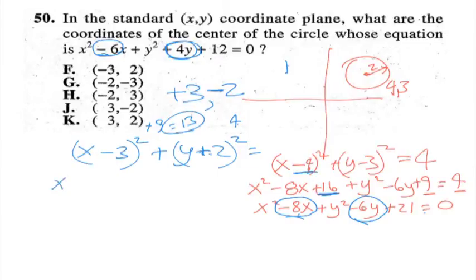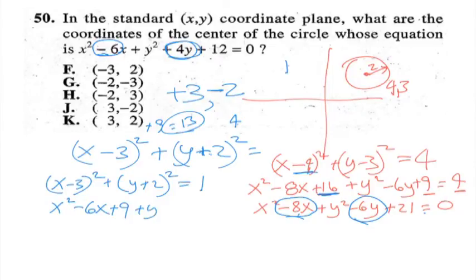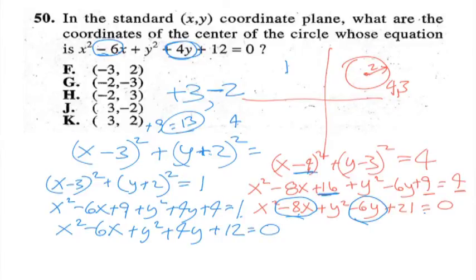If I had done it this way and I'd had (x minus 3) squared plus (y plus 2) squared equals 1, now I would have had an x squared minus 6x plus 9 plus y squared plus 4y plus 4 equals 1. So now I'm going to have an x squared minus 6x plus y squared plus 4y. This 9 and 4 gives me 13. Subtract the 1 gives me a plus 12 equals 0. That is exactly what we started with. So it tells us that the answer has to be J for this one.